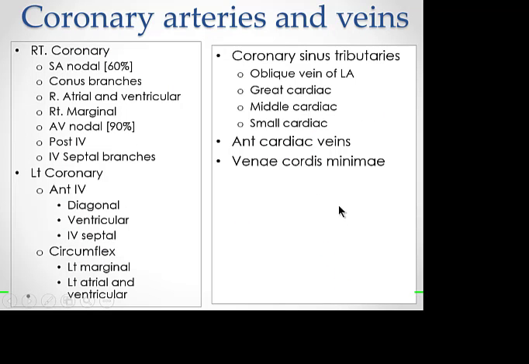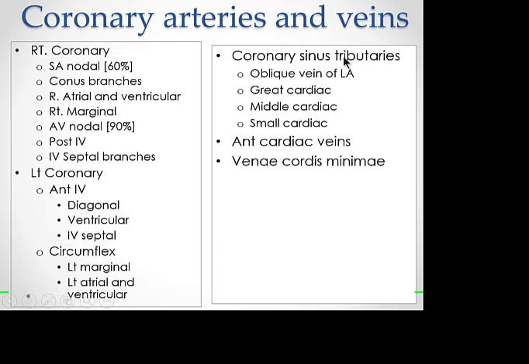So this is a good review slide for you, telling you the right coronary and its branches, the left coronary, its two main branches, and the branch of anterior interventricular are these, the branches of circumflex are these. These are the coronary sinus. This is the coronary sinus.